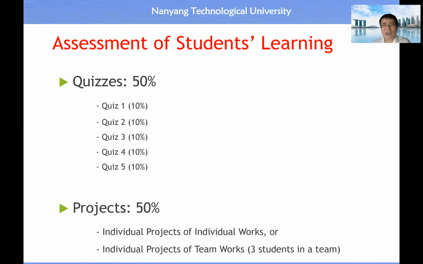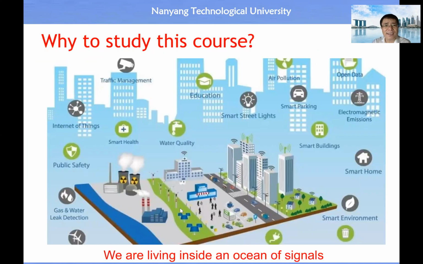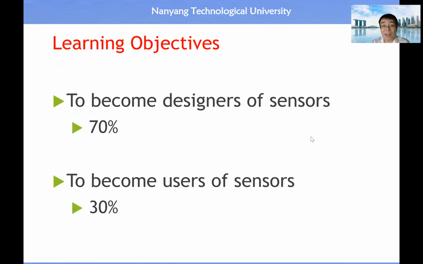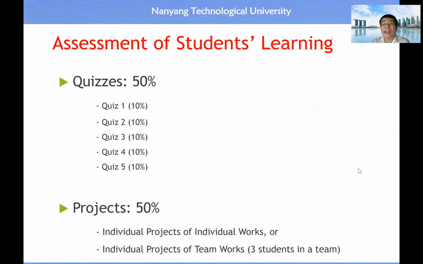this course. This course also asks you to undertake a project. Treat this as the third component in the study. Remember we have video-based self-learning, classroom-based interactive learning, and also experiment-based live learning. The project is for you to do experiment-based live learning. Again, I am not going to give you pressure. You can produce an individual report based on individual work, or you can group together as a team with three students per team. You do the teamwork, but write your individual report. This way, you are not under pressure in studying this course.